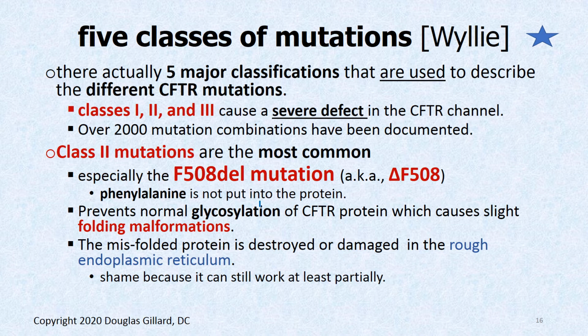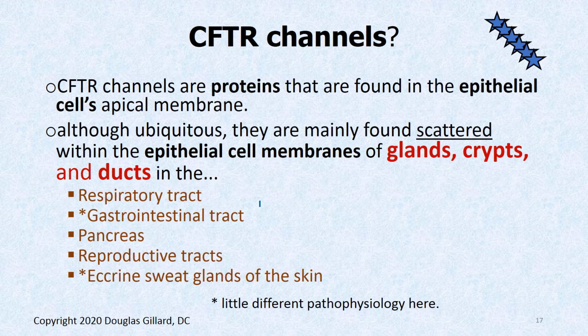If it doesn't fold correctly, it has to go through the rough endoplasmic reticulum for processing, and the rough endoplasmic reticulum spots it and tags it for destruction. It gets destroyed, which is a shame because the thing still works. If we could turn off that tagging process in the rough endoplasmic reticulum, that might be a treatment for cystic fibrosis.